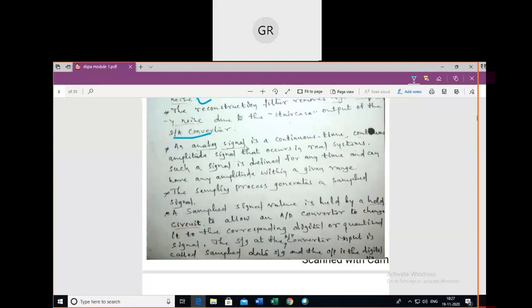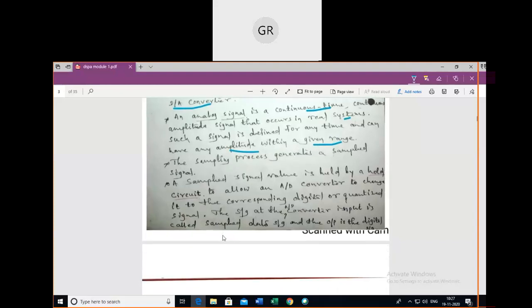An analog signal is a continuous amplitude signal that occurs in real systems. Such a signal is defined for any time and can have any amplitude within a given range. The sampling process generates a sampled signal. A sample signal value is held by a hold circuit to allow an analog to digital converter to change it to the corresponding digital or quantized signal.